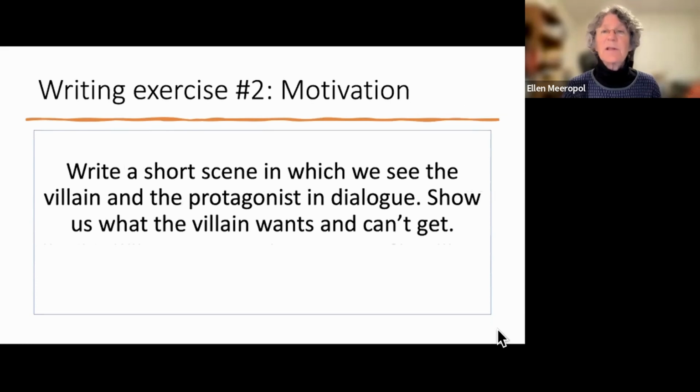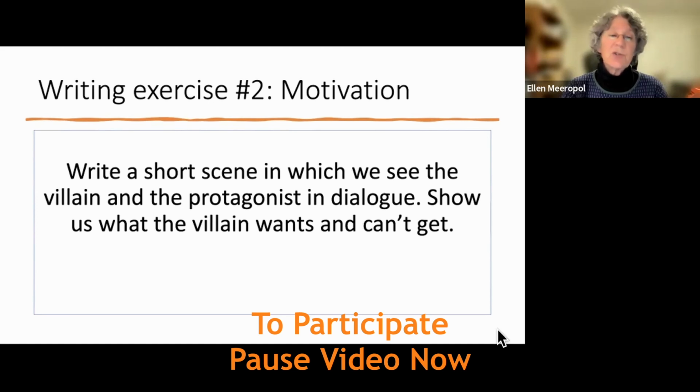So take up your pencil again, because the second short writing exercise is about motivation. Put your protagonist and your villain together in a short scene. Use only dialogue and internal thoughts. No exposition, no explanation. Your villain wants something and the protagonist won't give it. Could be as major as acknowledgement of a crime or as small as a seat on the train. Let us see your villain's motivation.